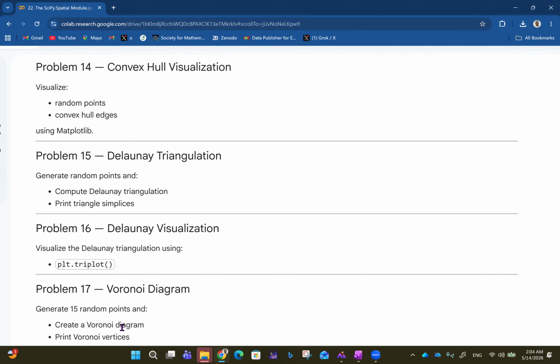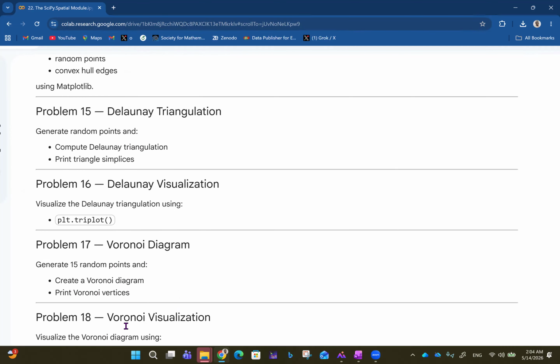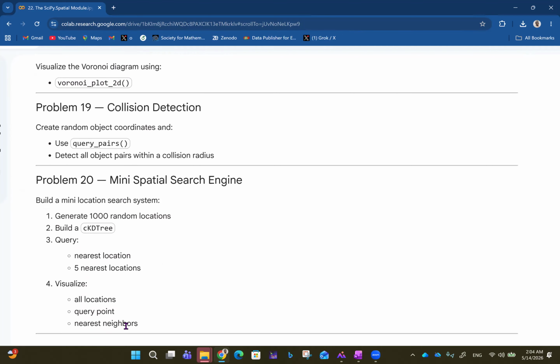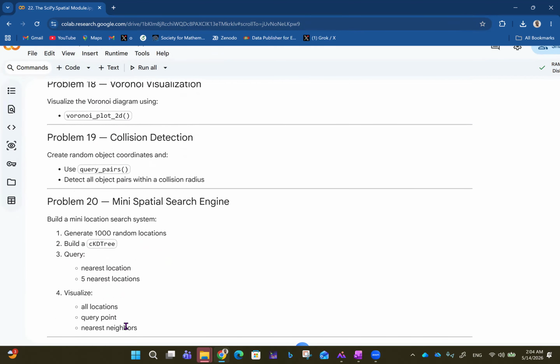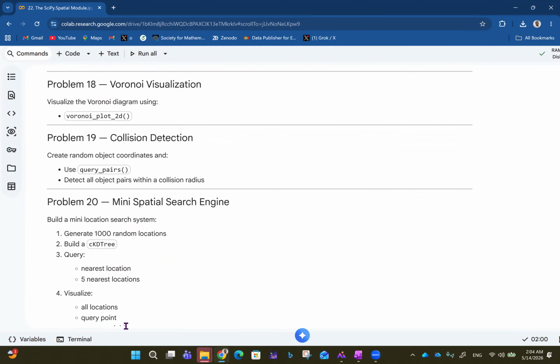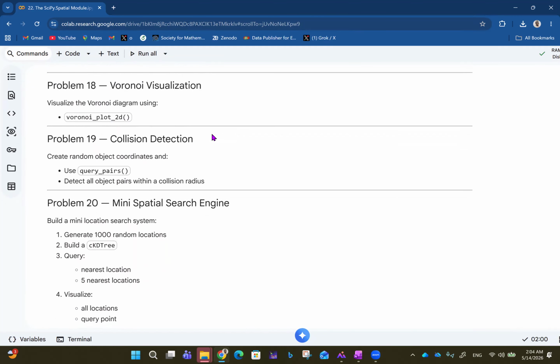Then problem 17, Voronoi diagram. Generate 15 random points and generate a Voronoi diagram. Print Voronoi vertices. And of course, you have the last set. Voronoi visualization. Visualize the Voronoi diagram using voronoi_plot_2d, then collision detection, then mini spatial search engine. You want to work with all of this.